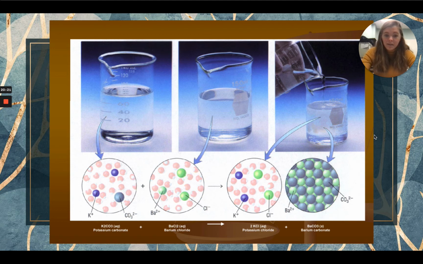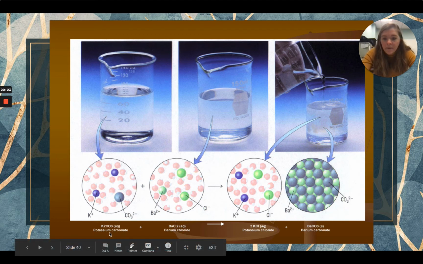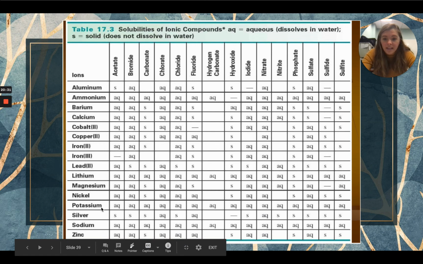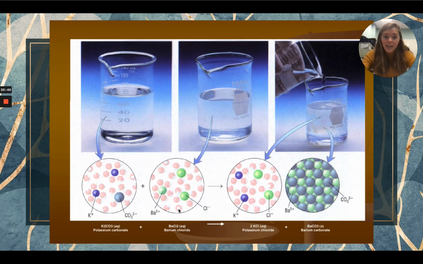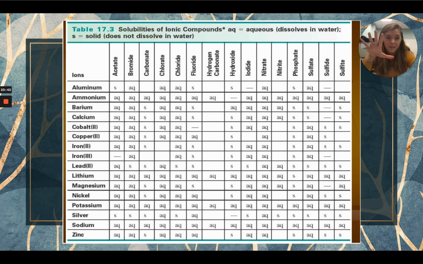So here's an example. We have potassium carbonate and a barium chloride combining to form a potassium chloride, and that's aqueous. So let's go back to that table. So if we find potassium and we find chloride, so right here, we can see that it's forming an aqueous compound. So that's how you know whether something's aqueous or solid. And again, I will always provide you with this type of table when you're solving these. You do not need to remember this.